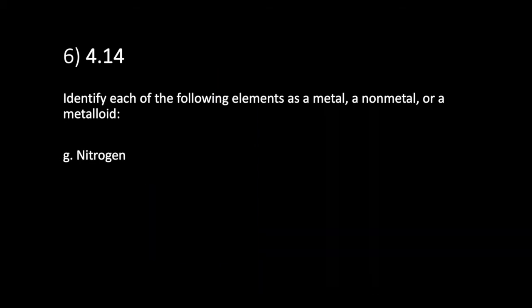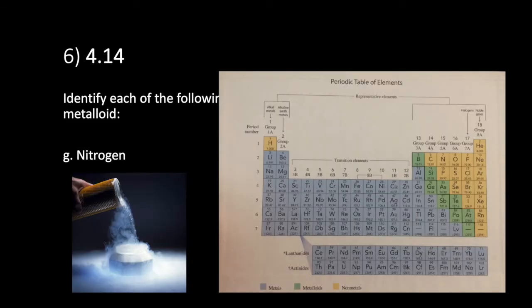Nitrogen. Nitrogen is what's in most of the air. 79% of the air we breathe is nitrogen gas, not oxygen. And nitrogen, if you notice on the periodic table, it's in the top right, group 5A, period 2, that capital N, that's nitrogen, and it is to the right of this zigzag line, not touching the line, so it is a nonmetal, and you can see that it's yellow here to represent that.